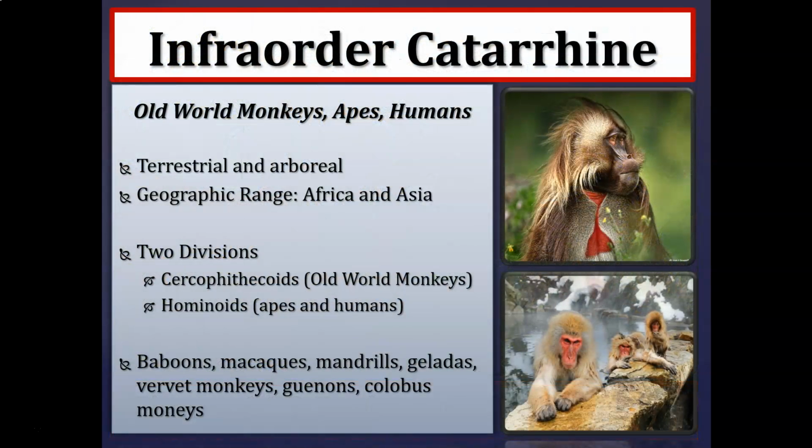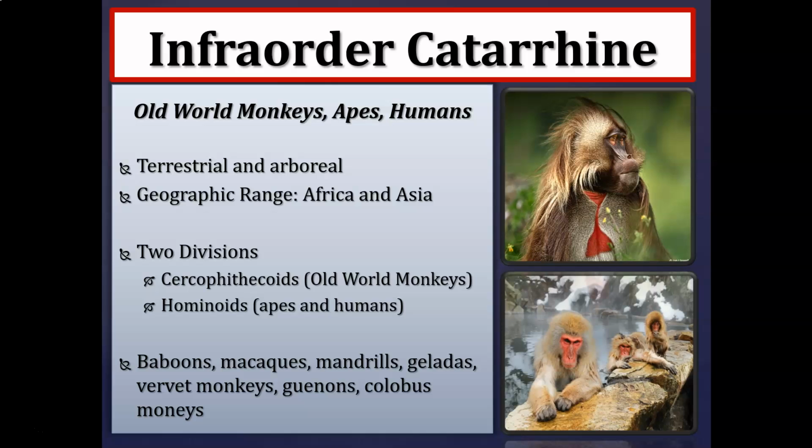All right, the next infraorder, so we're still under haplorhines, so envision your primate chart. On one side, we've got the platyrrhines and New World monkeys, and on the other side, we have the catarrhines. So the catarrhines will include the Old World monkeys, apes, and humans. This infraorder is both terrestrial and arboreal as far as locomotion goes. Geographically speaking, we find catarrhines in natural habitats in both Africa and Asia.